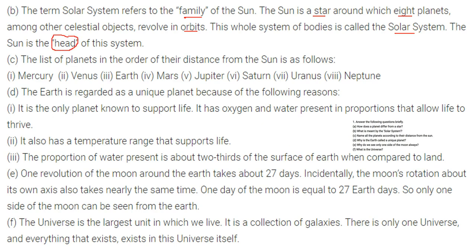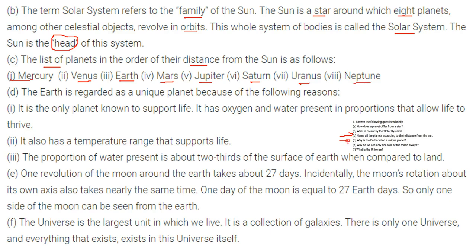The next question is, name all the planets according to their distance from the sun. So the list is like this, according to the distance. The list is Mercury, Venus, Earth, Mars, Jupiter, Saturn, Uranus, and Neptune.